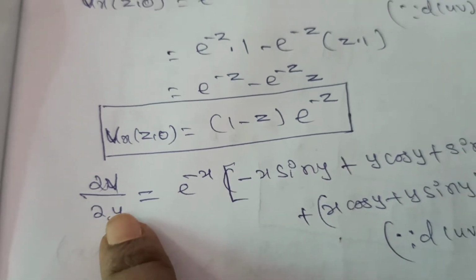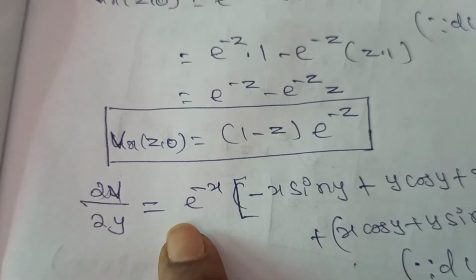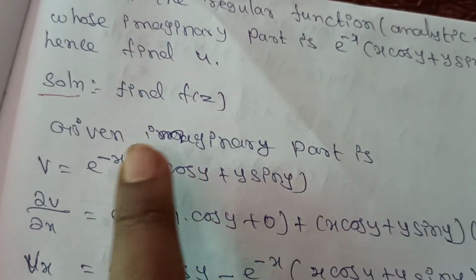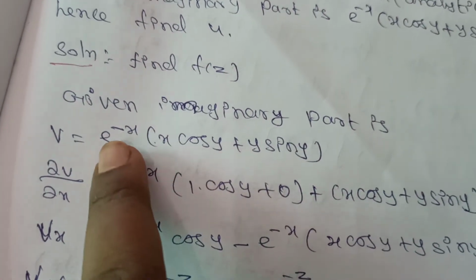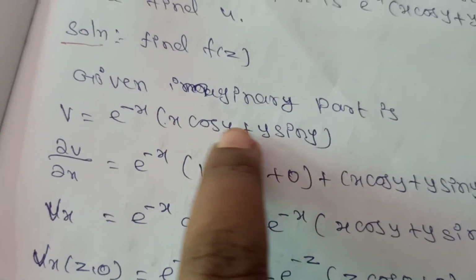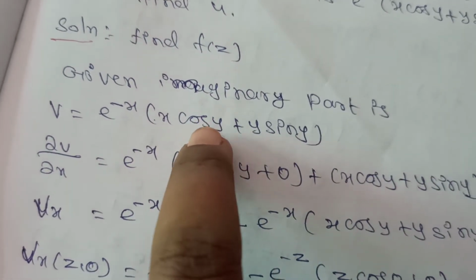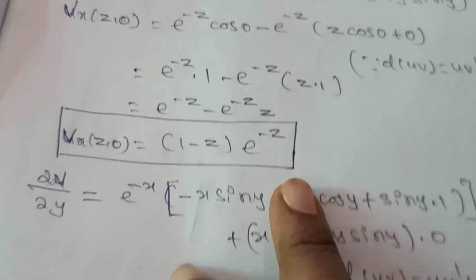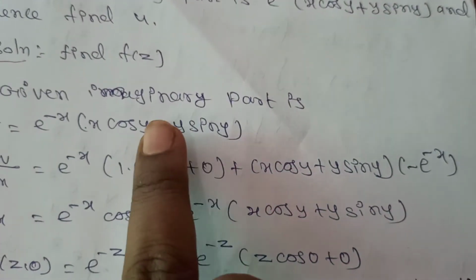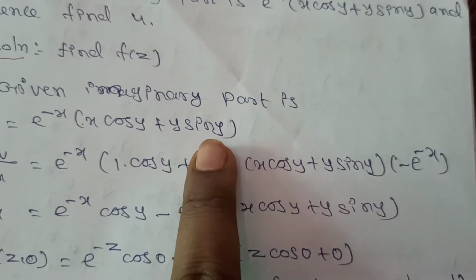You take the v value again and find dou v by dou y, which is equal to u v dash plus v u dash. Here v is e power minus x into, now differentiating with respect to y, x is a constant, so x into the differentiation of cos y, which is minus sin y, that is minus x into sin y, plus y into sin y. There are two functions: y is one variable and sin y is another.